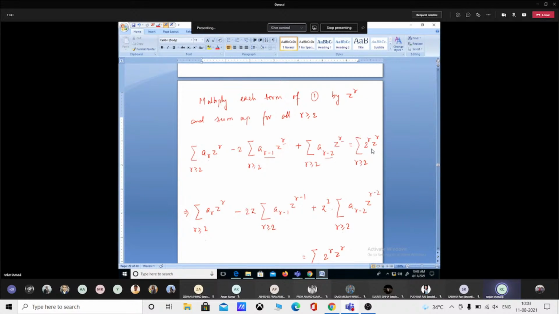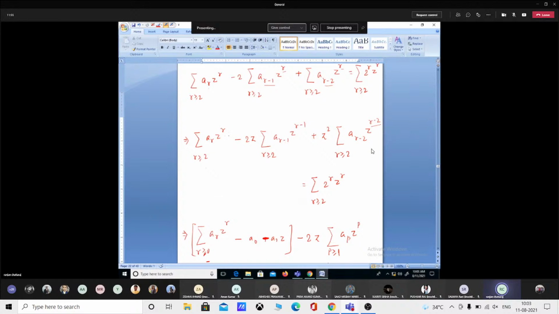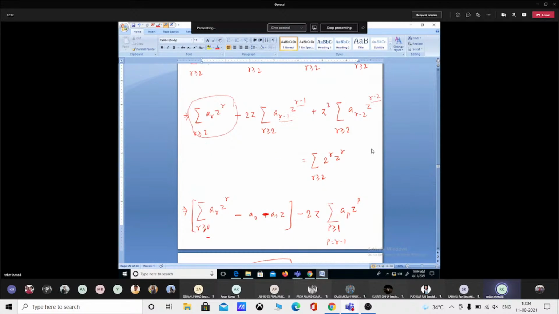So to compensate this, we multiply this by z square, so that this becomes z to the power r minus 2. And this is as usual, no problem. Now you see, this is the form of the generating function, so we should have some p or m here. Instead of r minus 1 we are writing p, and p is equal to r minus 1.